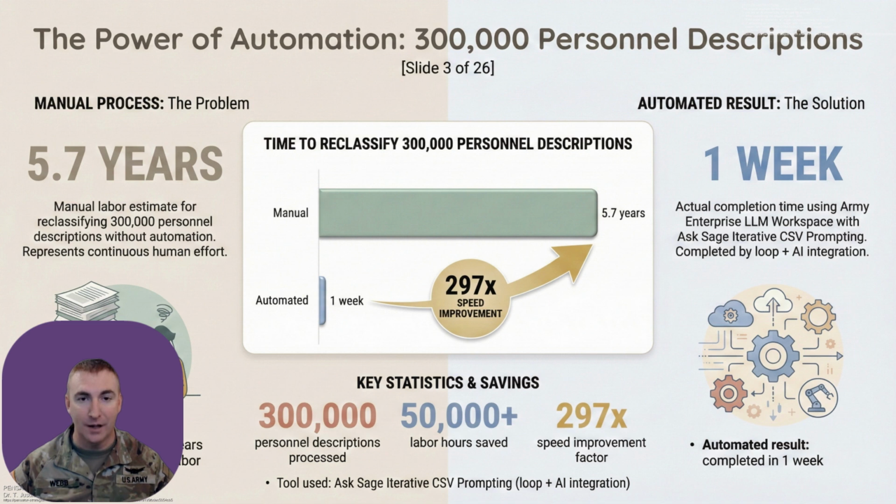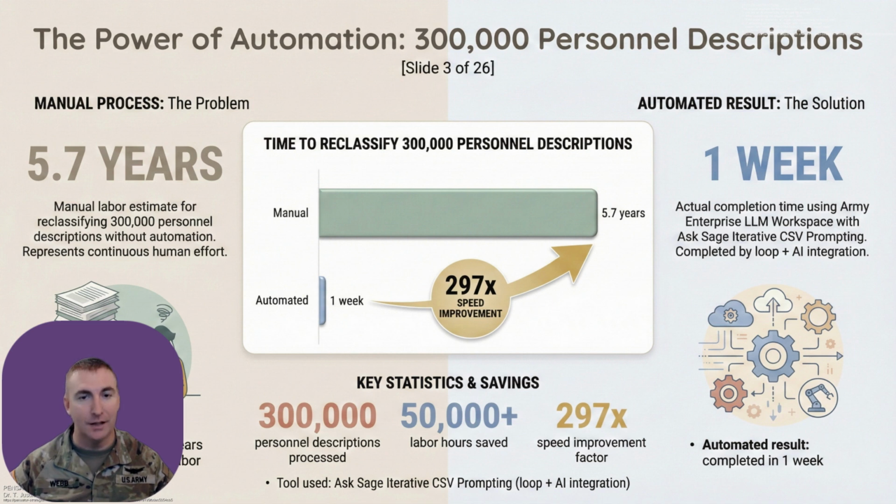The Army Enterprise LLM workspace used Ask Sage's iterative CSV prompting to reclassify 300,000 personnel descriptions. That is a loop combined with AI integration. 2 building blocks, 50,000 labor hours saved. The leaders who built that solution did not have more talent or funding. They knew the pattern. That is what you are learning today.